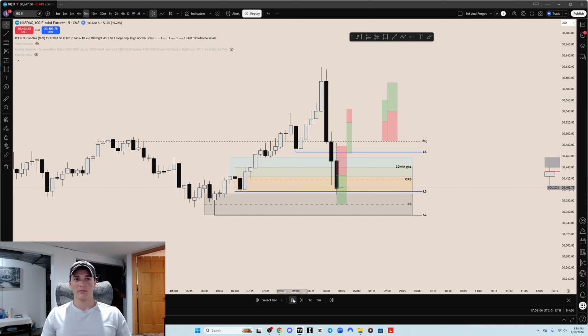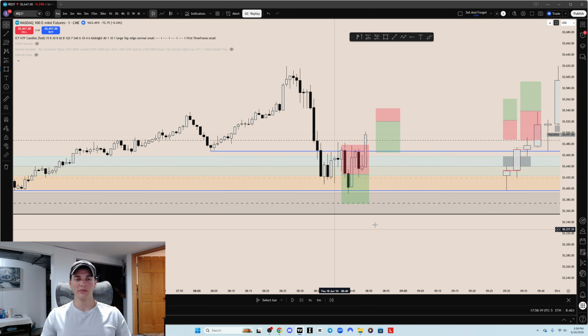Boom. Pulled back into our open range breakout, pulled back into our liquidity sweep level, 30-minute gap. We were in a discounted price zone below EQ. So now let's go down to the 1-minute. And this was my first entry.